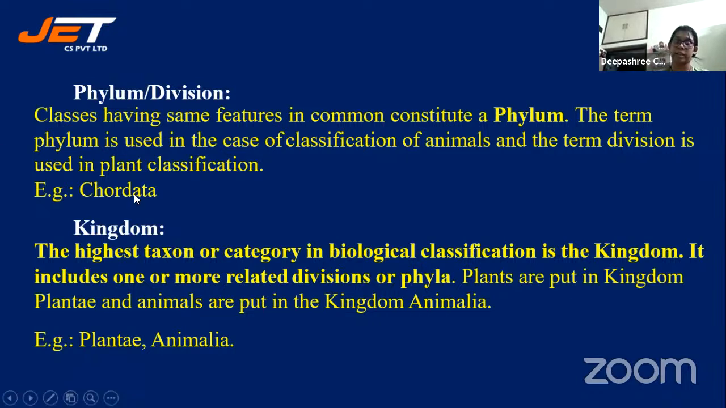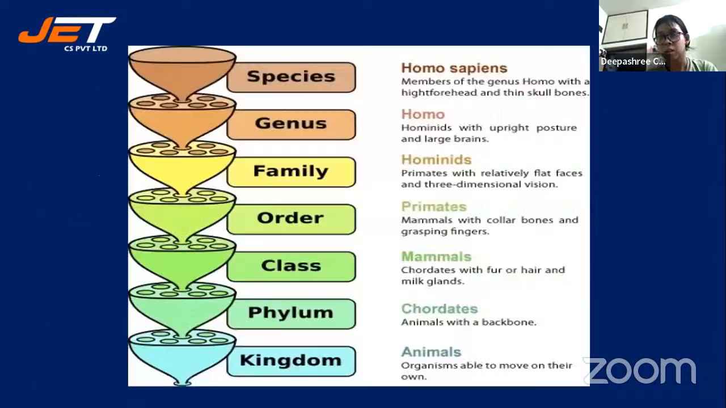Kingdom is the highest taxon, and it includes one or more related divisions or phyla. Just below the kingdom is the phylum, so it is a group of related phyla. Plants are put in kingdom Plantae, animals are put in kingdom Animalia. So is this part clear?